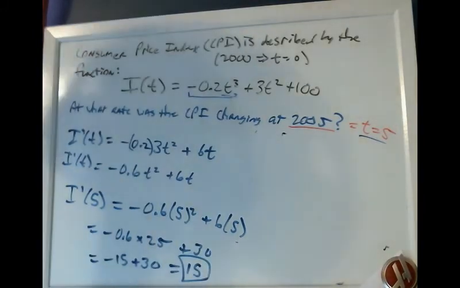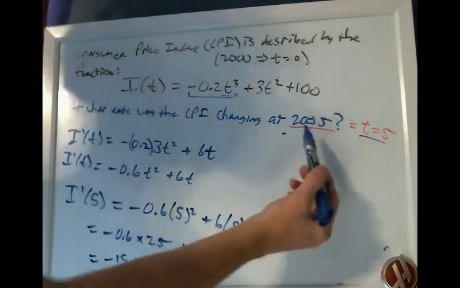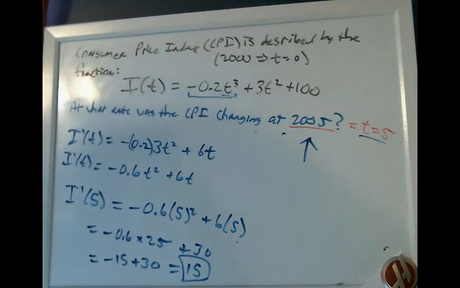So that is the rate at which the CPI is changing at that instant, at 2005. Remember, derivatives are for instantaneous rates of change. Other than that, you're just going to use the slope, the change in y over change in x, or the average rate of change.